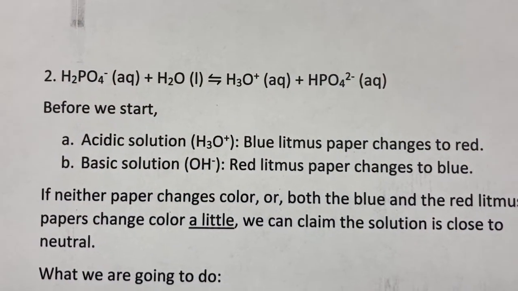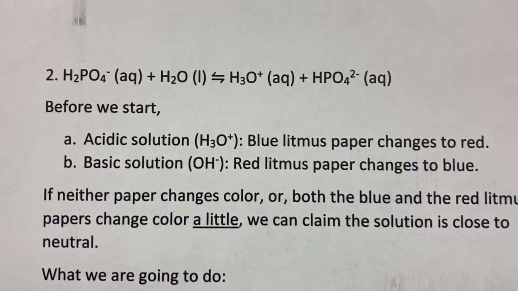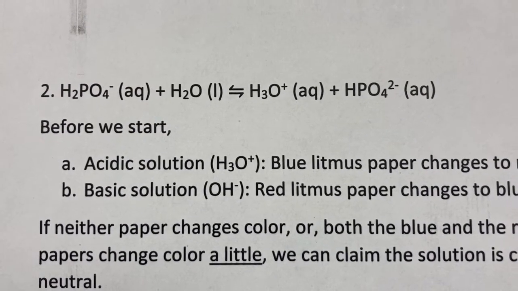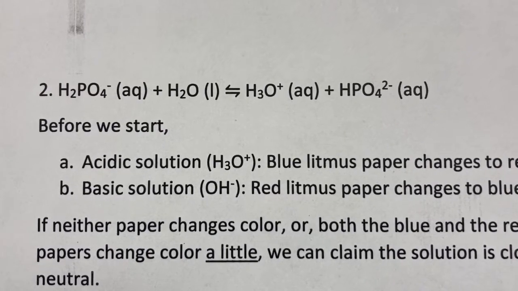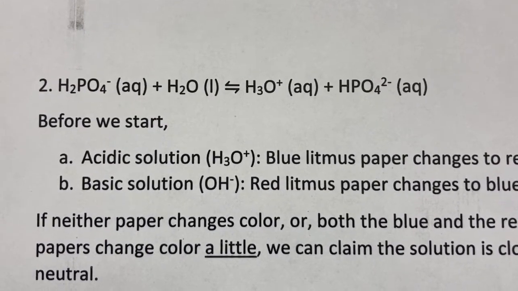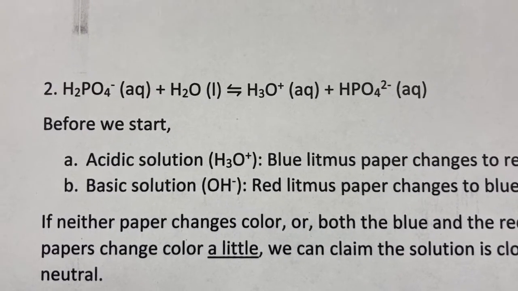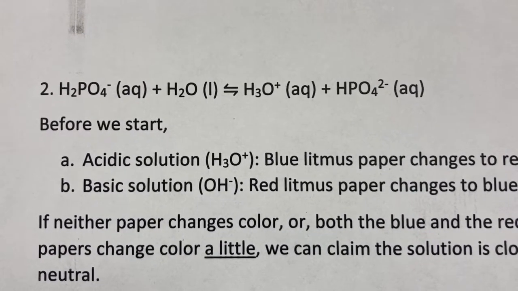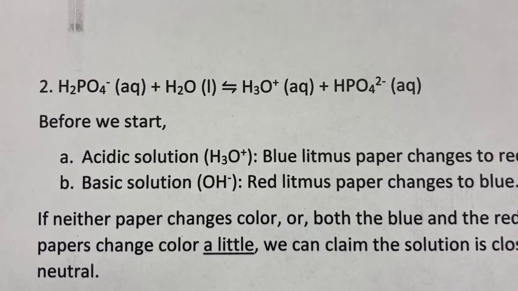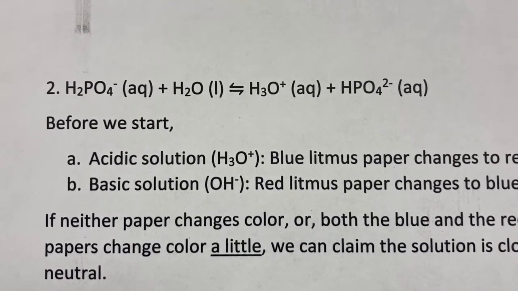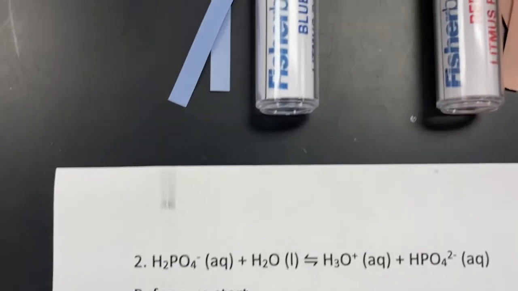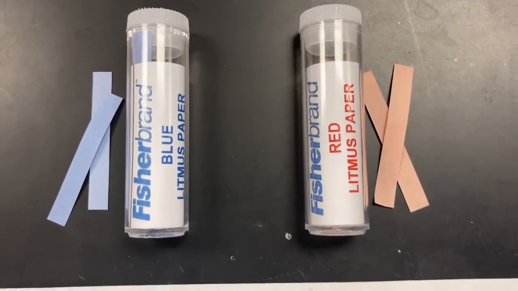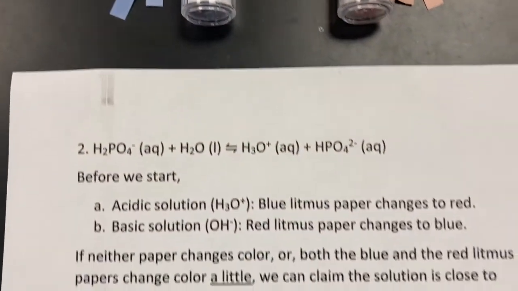The second experiment about the concentration change is about this equilibrium, an equilibrium between dihydrogen phosphate and hydrogen phosphate in water solution. This experiment needs to use litmus paper again. Okay, so these are the litmus papers. We have red ones and blue ones. We have used them before.